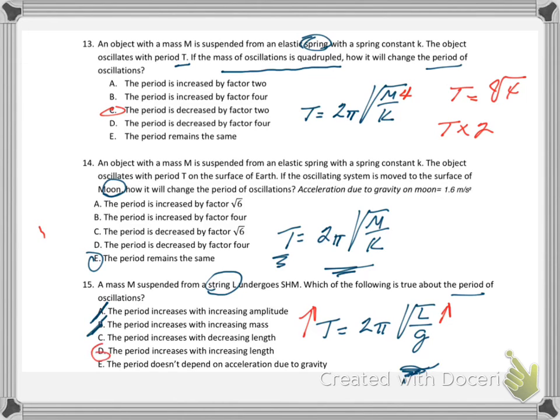So that looks good. Whoops, not that one. Oh, that's wrong too. The period increases with increasing length, right? Because if we're increasing the length, that's in the numerator, we're going to increase the period. So D would be the correct answer.